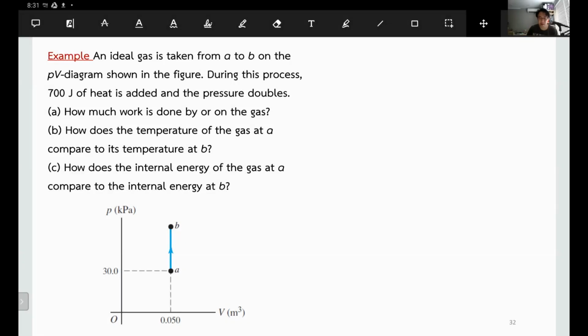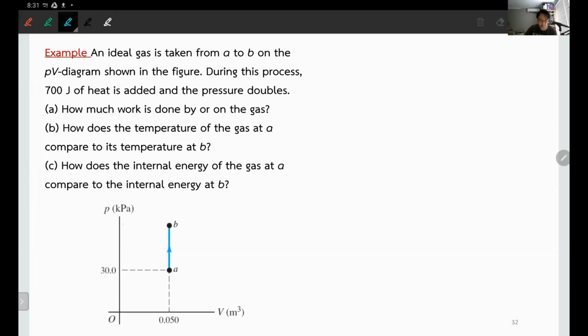Okay, all right. So let's take a look at the example. We have an ideal gas taken from A to B on the PV diagram. We use a lot of PV diagrams, of course. During this process, 700 joules of heat is added and the pressure doubles, which you can see from the PV diagram. So I can just note right here that this is 60, in units of kilopascal.